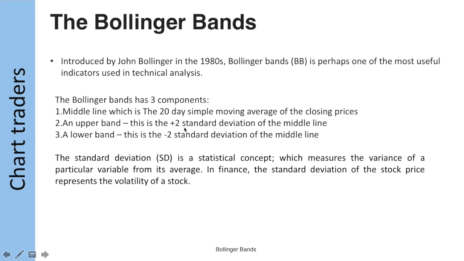So what is standard deviation? In statistics, it measures the variance of a particular variable from its average, but in the stock market, the standard deviation of the stock price represents the volatility of the stock. So normally we have three values: the upper band, the lower band, and the middle line, which is a 20-day moving average.